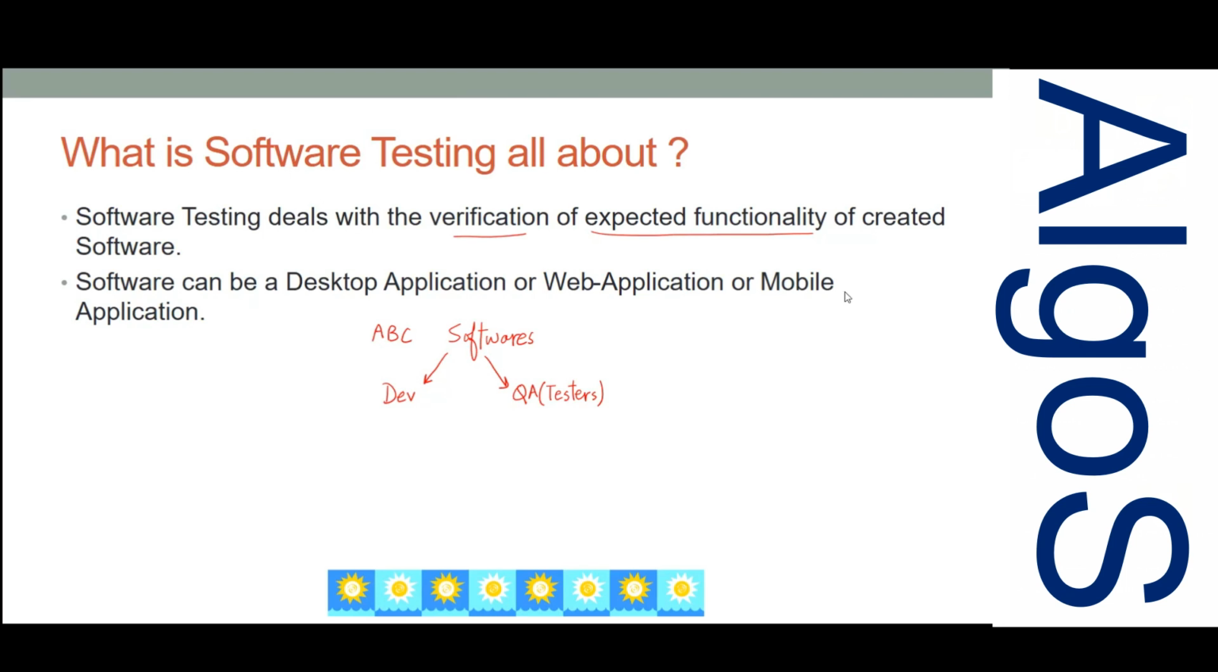So there are two departments. One is called the dev department and one is called the QA department. Dev department or developers are the people who create the software. They are the creators of the software. And QA department or the testers are the people who test the software which has been created by the developers. They test, does it work as per the expectations or not?